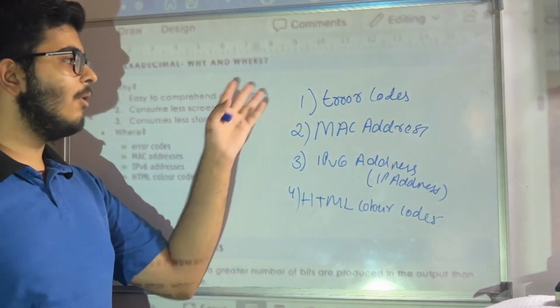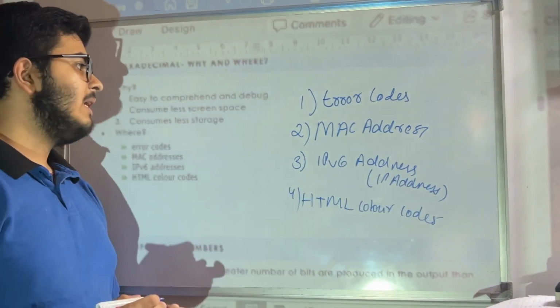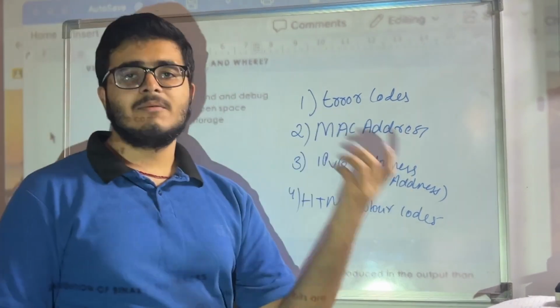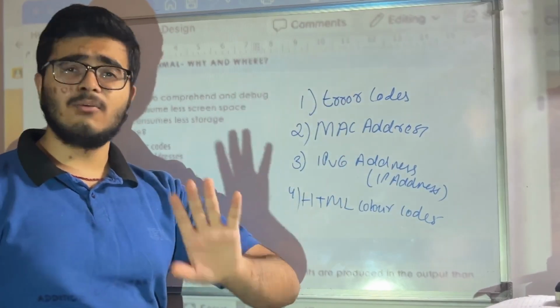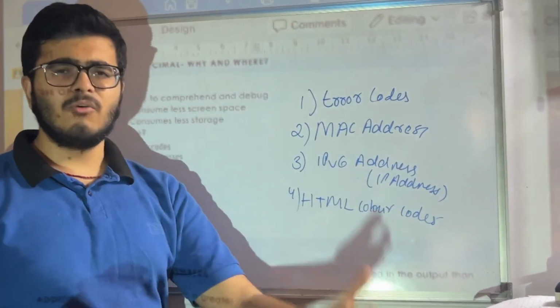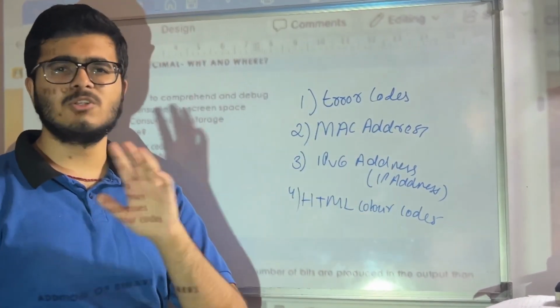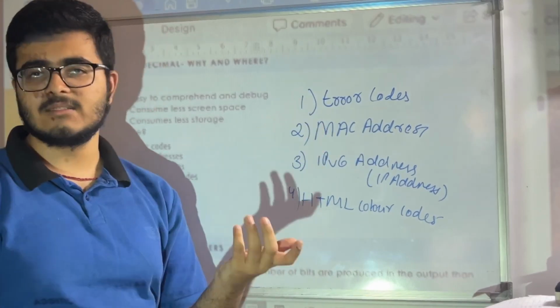A short description on what each of them is. So error codes, I explained, any error that comes in your system has a code. If you enter that code onto the website of the system manufacturer, you are going to find a full document where the description of the error would be given. So there we use hexadecimal.